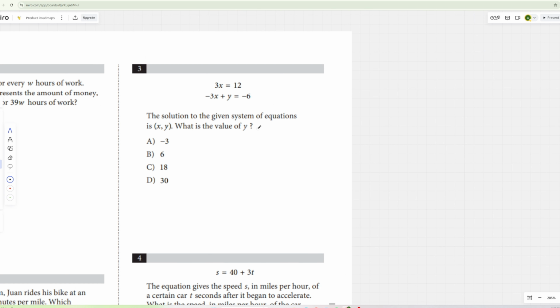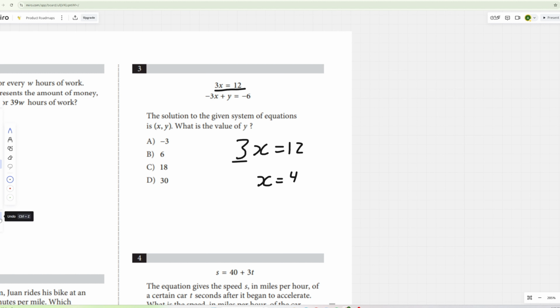The solution to the given system of equations is (x, y). What is the value of y? Well, system of equations, we know how to do this. First equation, we can easily solve for x, right? 3x equals 12. We know x is 4. Divide both sides by 3. I'll just write that to show you.